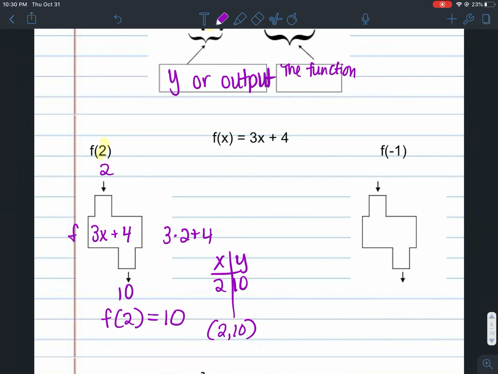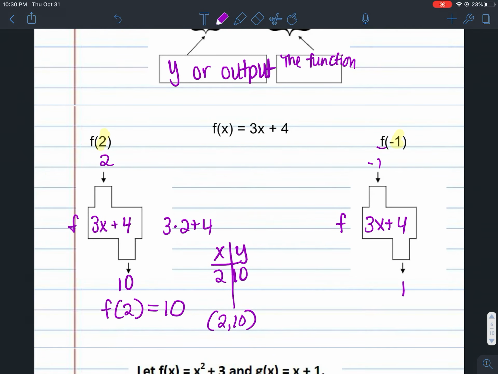So we can take this negative 1, right? We're going to throw it through the same machine, and we know that because it's telling us to use machine F, which would be Frank. So we're going to put it in Frank, which is 3x plus 4. We're going to substitute the negative 1 in. So we're going to do 3 times negative 1, which is negative 3, plus 4, which is 1.